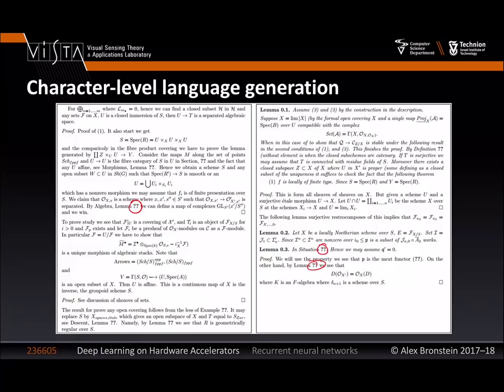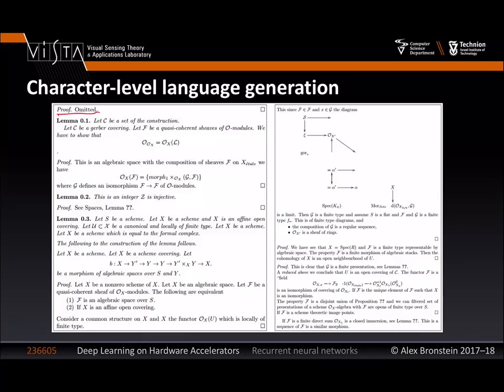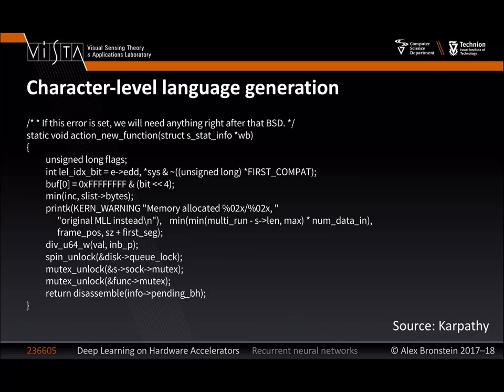But you see, it also learned to omit proofs, like probably was done multiple times in the original book: "proof omitted." And in category theory and algebraic topology, these kinds of diagrams appear all the time. So it learned to generate nonsensical diagrams with arrows and characters. But it's quite amazing. And this is an RNN trained on the corpus of the Linux kernel code.